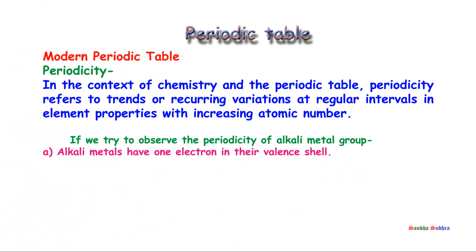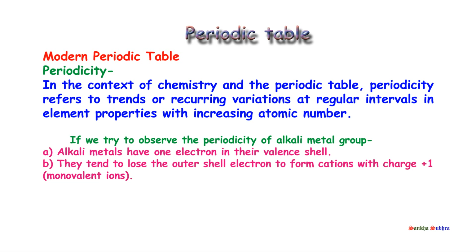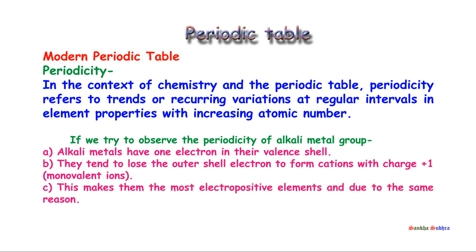elements. So alkali metals have 1 electron in the outermost shell. If we observe all the alkali metals of group 1, then we will find that they all have only 1 outermost electron. Number 2, they tend to lose the outermost shell electron and become converted into a cation of charge plus 1, that is monovalent ions. Number 3, such type of properties make them the most electropositive elements.